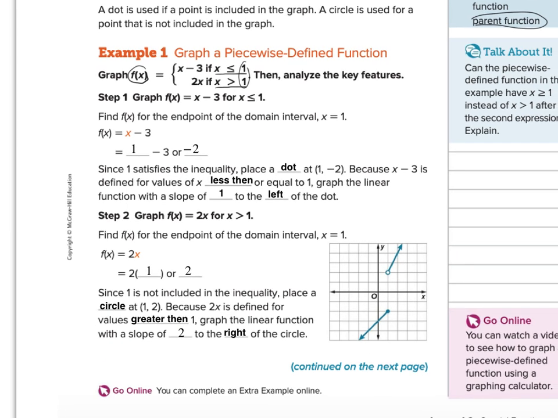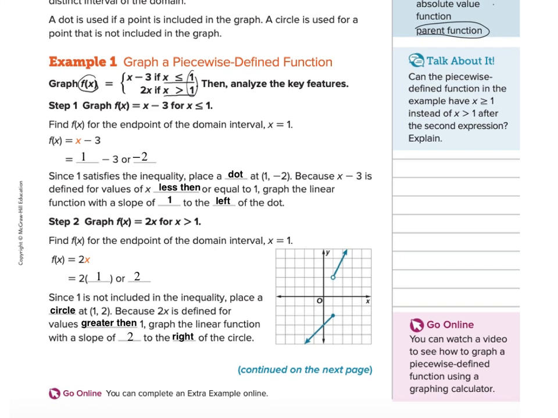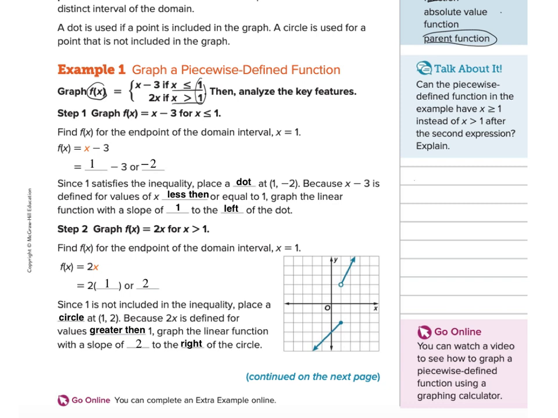And then we're going to be able to plug in some values. So we have two functions here. We have f(x) equals x minus 3, and then we have f(x) equals 2x. Now, the first one is for when x is less than or equal to 1. So if we plug 1 in, f(1) equals 1 minus 3, which is negative 2. If we plug in 0, that would be 0 minus 3, which is negative 3.